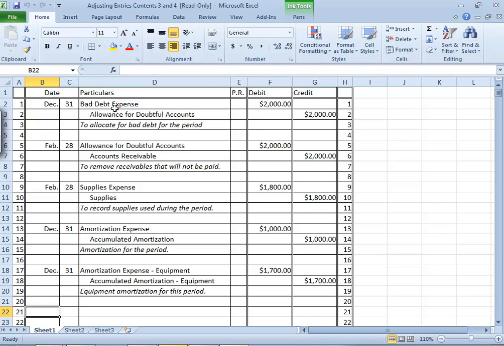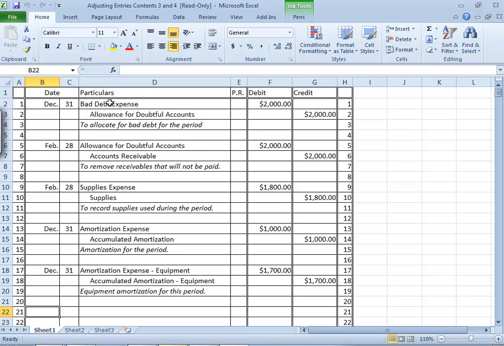So on December 31st, the company realizes that there's about $2,000 of accounts receivable that they're not going to be able to collect. Somebody's not going to be able to pay. So they would debit bad debt expense, the $2,000, and then there's an account which keeps track of how much, called allowance for doubtful accounts, accounts that we think might not be paid. We don't know for sure, but perhaps they might not be able to.